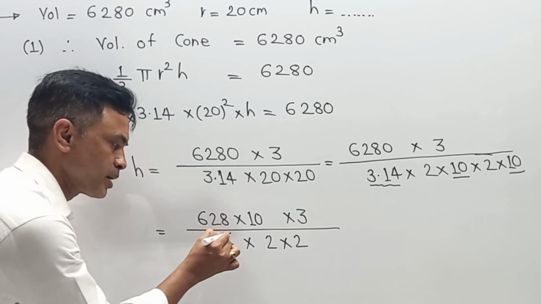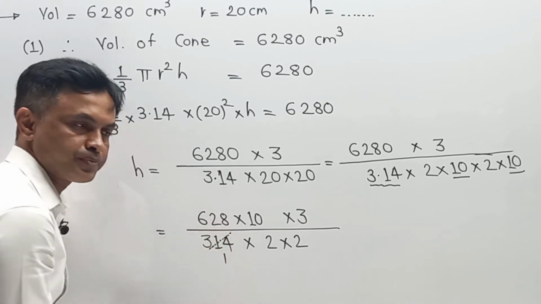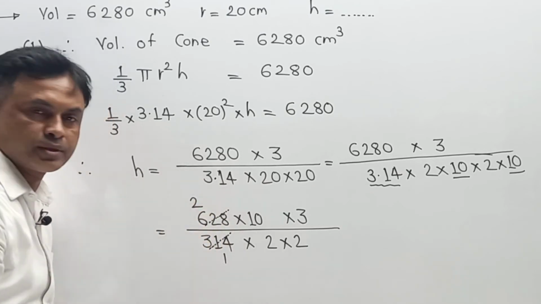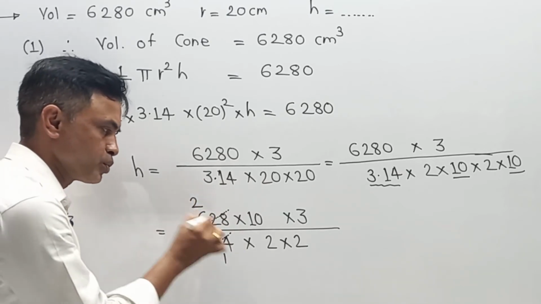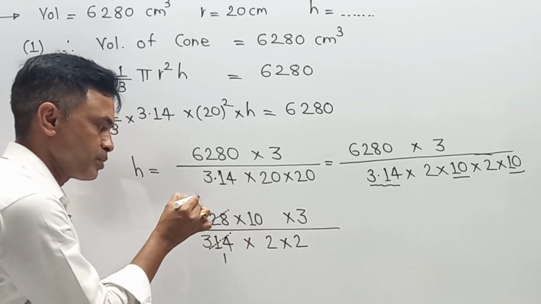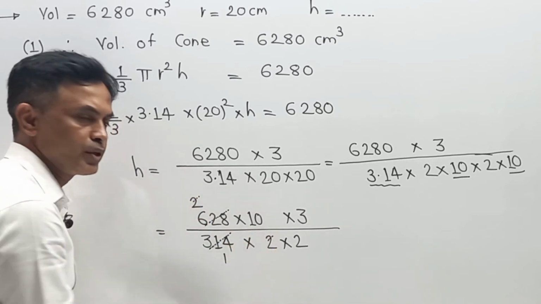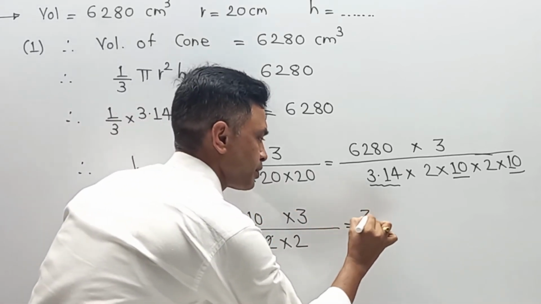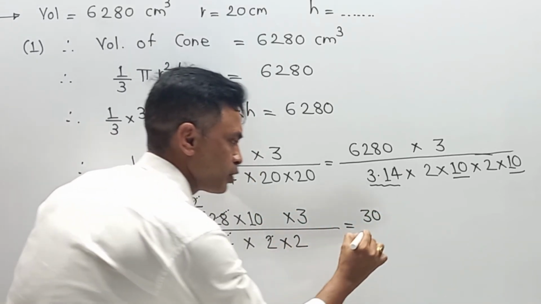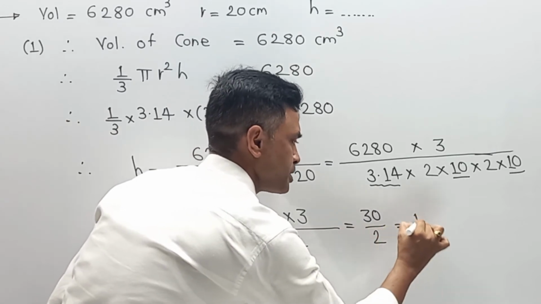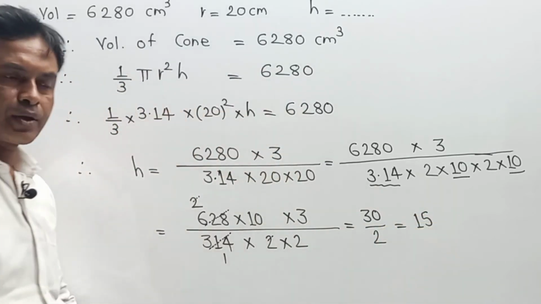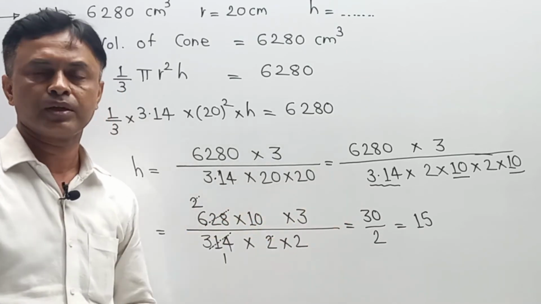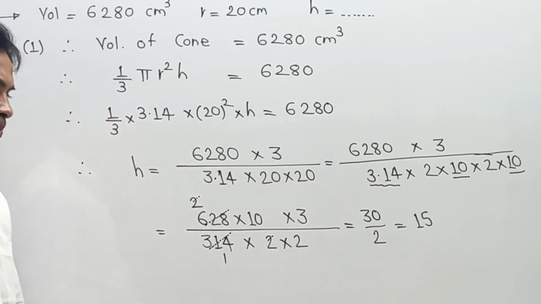So cancelling this part, 314 1s are 314, 314 2s are 628. Now again this 2 is ready to get cancelled with this 2. So 2 gets cancelled with 2. Next, 10 into 3 is 30, divided by 2, and 30 divided by 2 means simply 15. Here you can also do the calculation: 2 1s are 2, 2 5s are 10, and 5 into 3 is 15. Both ways your answer remains the same.